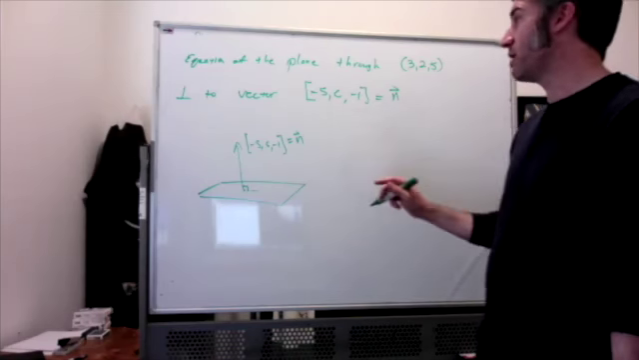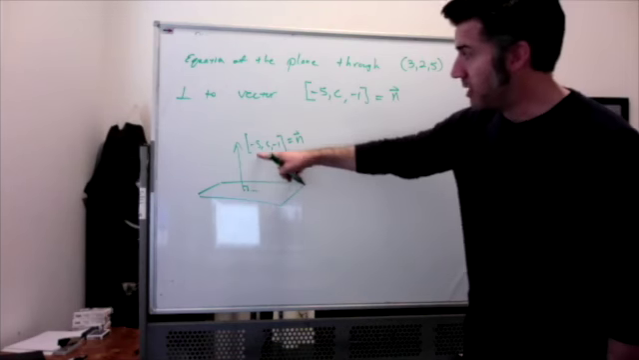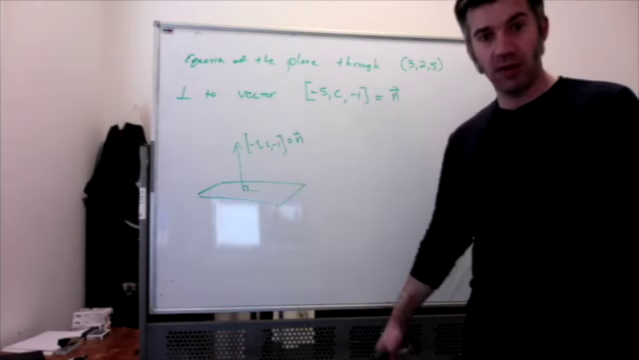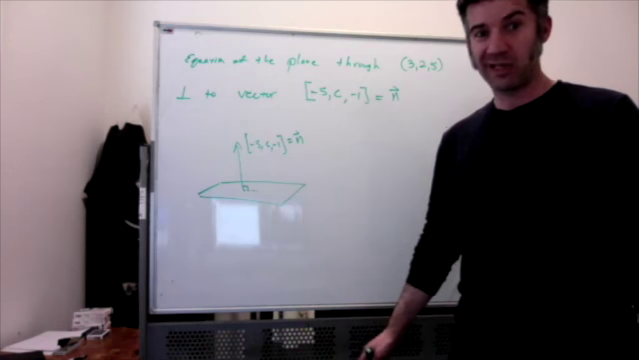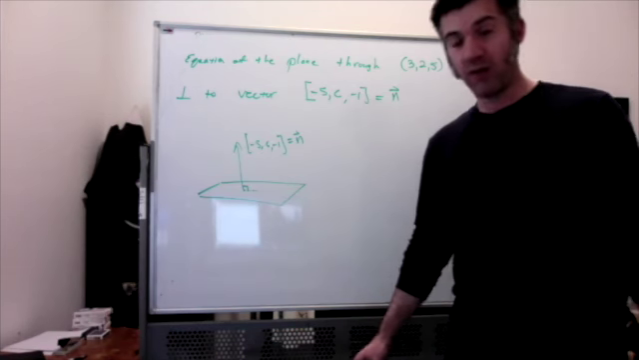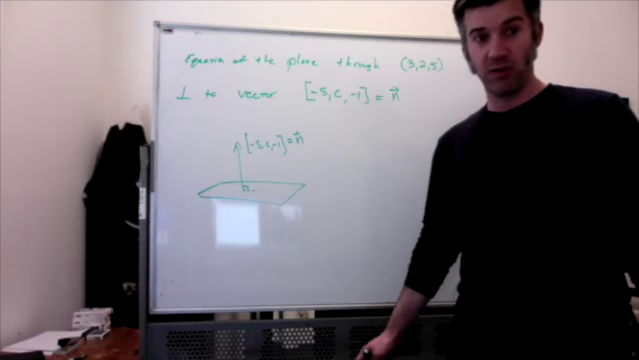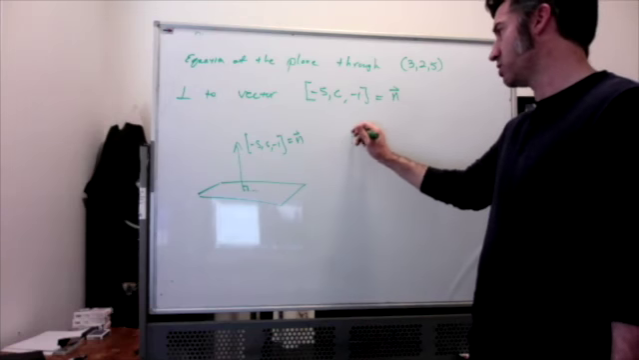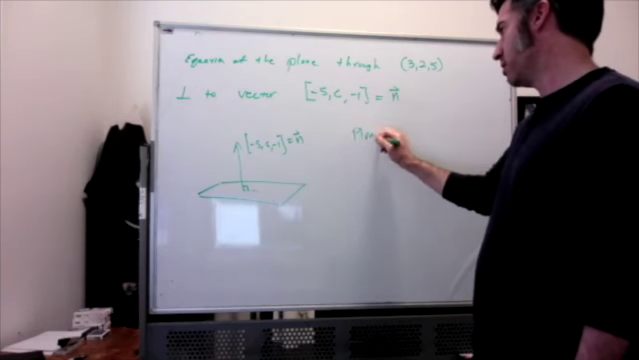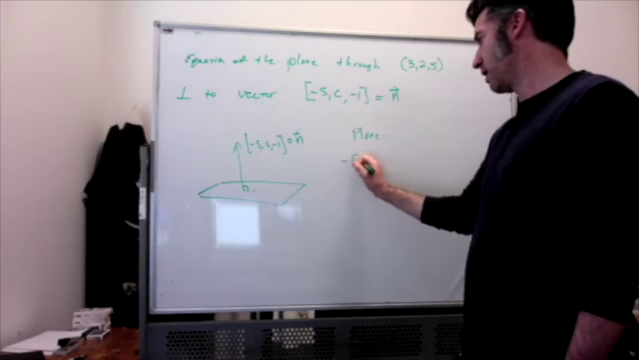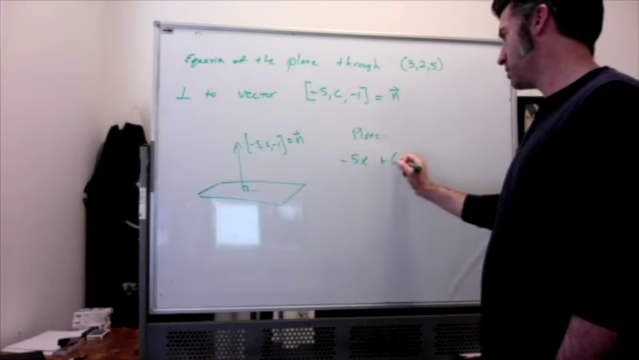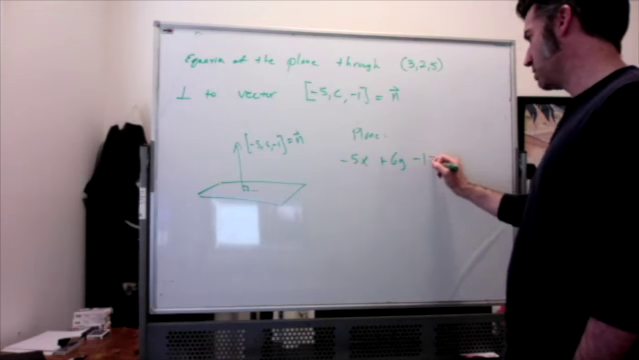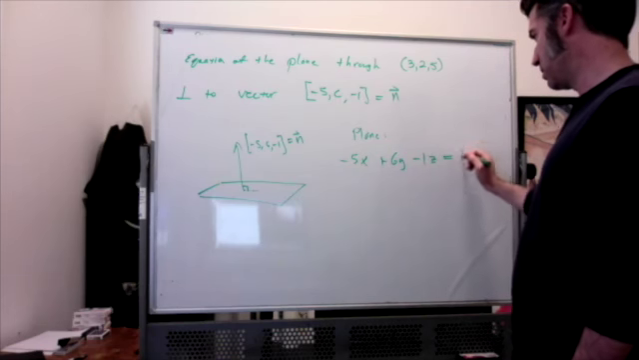So here's the very easy way to find it. These components of your vector are the coefficients of your variables in your plane equation. So I can immediately say, okay, I know my plane equation is going to be -5x plus 6y minus 1z equal to a constant.